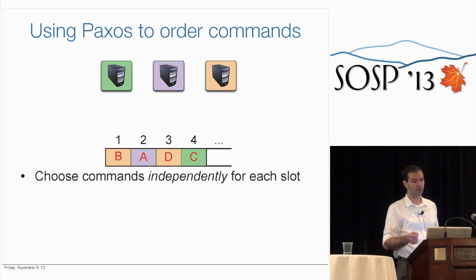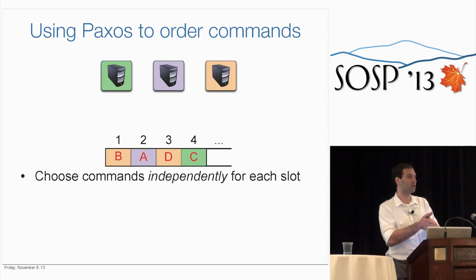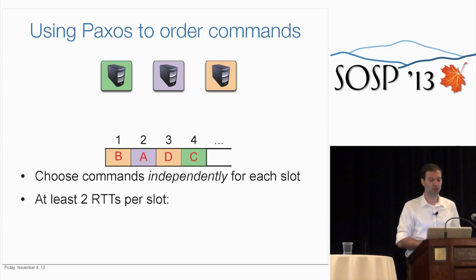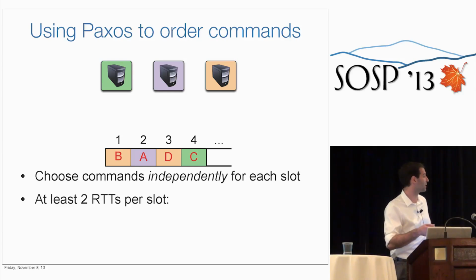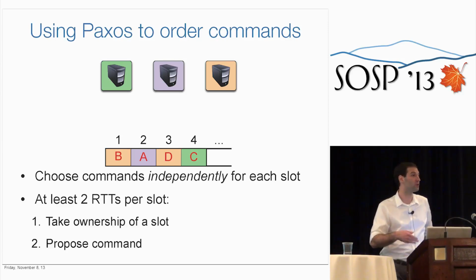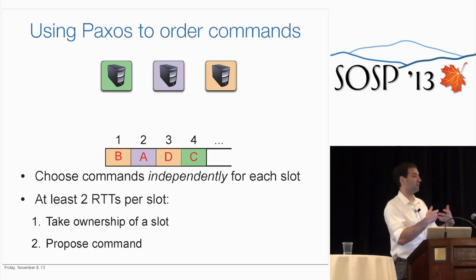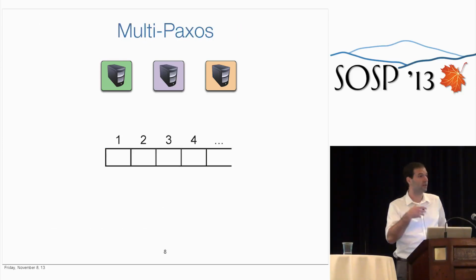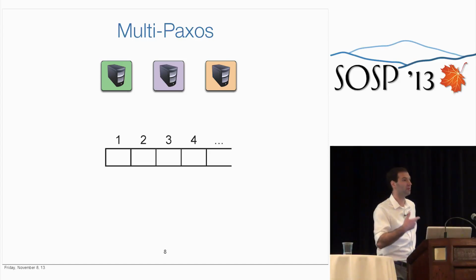So the takeaways here are that with Paxos, we choose commands independently for each slot, and order arises as a way we use the protocol to contend for these pre-ordered slots. Order is not something that the protocol deals with explicitly. It's also important to note that it takes at least 2 round trips to commit a command. One to take ownership of a slot, and the second one to actually propose the command. If there are dueling leaders, it will take more than 2 round trips. And because of this inefficiency, most practical implementations actually implement Multi-Paxos.